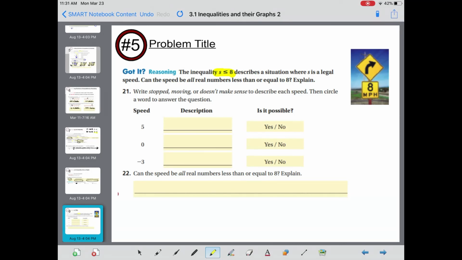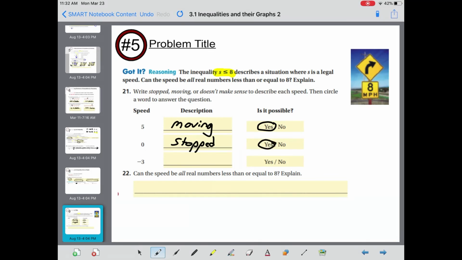Okay, so if you have a speed of 5, that would mean that the car is moving. It's moving on the slower side, but that's okay. And is it possible? Of course it's possible. Cars go 5 miles per hour all the time. A speed of 0. Well, if your car has 0 speed, that means you're stopped. You're not moving at all. Either you're holding the brake or the car is in park. And is that possible? That is definitely possible.